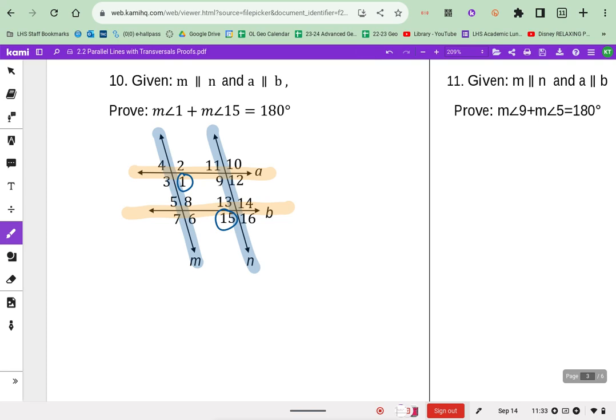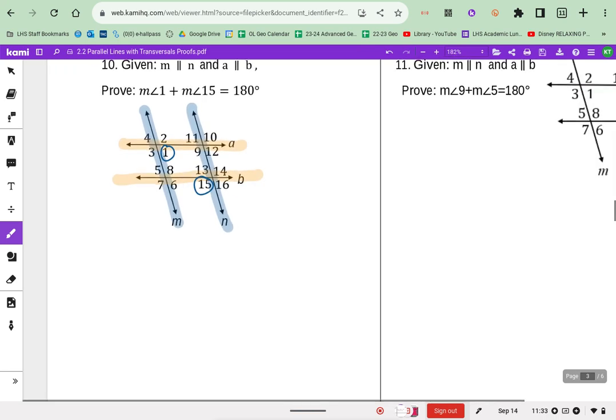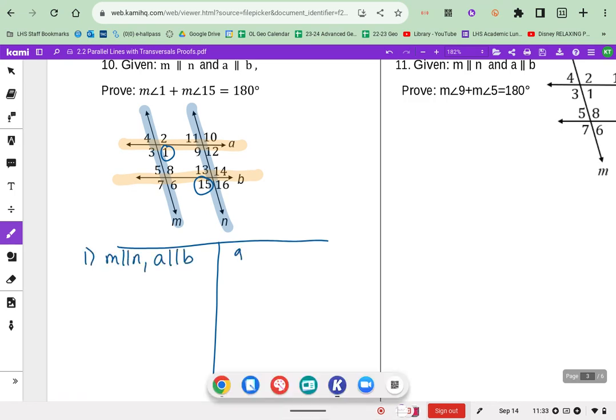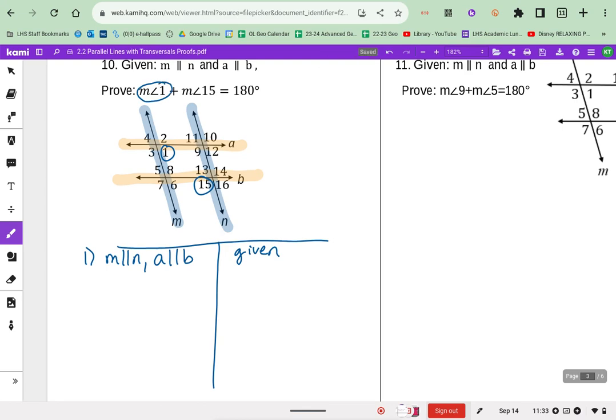All right, so let's get started together. So first step, I'm just going to draw my T-chart and write down my givens. So we're given that M is parallel to N and A is parallel to B. And what I do next is I just pick one of the angles that's in my proof. So I'm going to pick angle 1, and I'm going to be looking for something that has a relationship to angle 1. What do you guys notice?